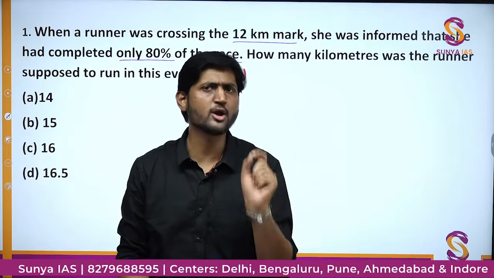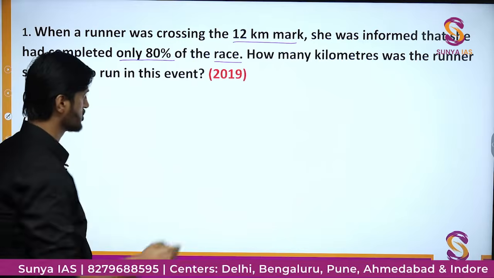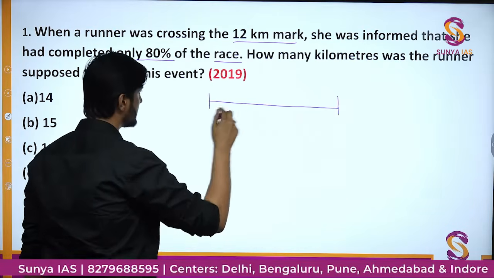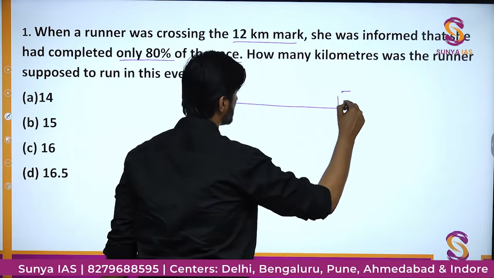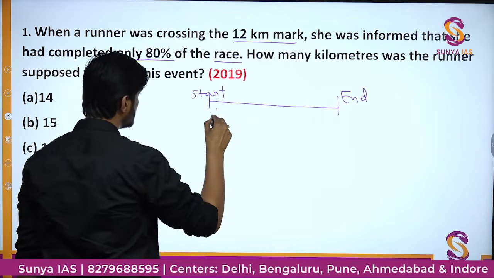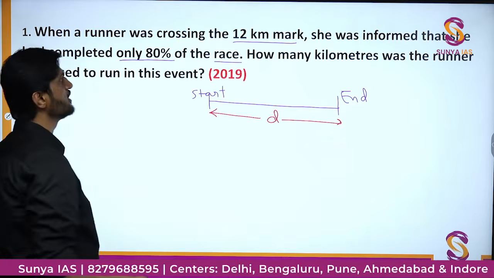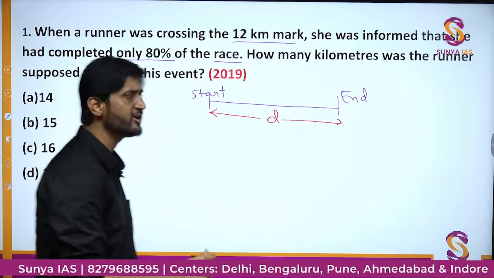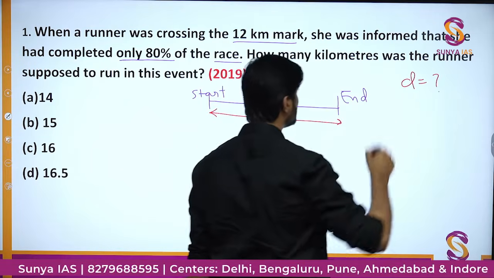Let me draw a small, very simple diagram, just to represent the above situation. So let's say this is the length of the race, this is the starting point, and this is the end point. Okay, and let us assume this length to be d, distance d. So this is what we have to find, how many kilometers was the runner supposed to run in this event. Actually the total length of the race is being asked, so we have to find the value of d.